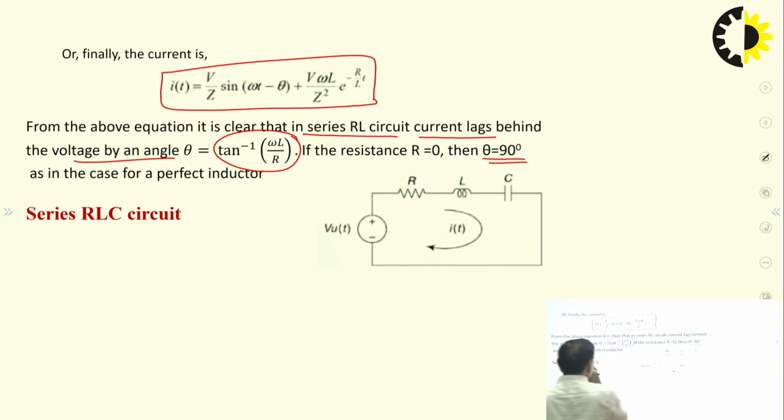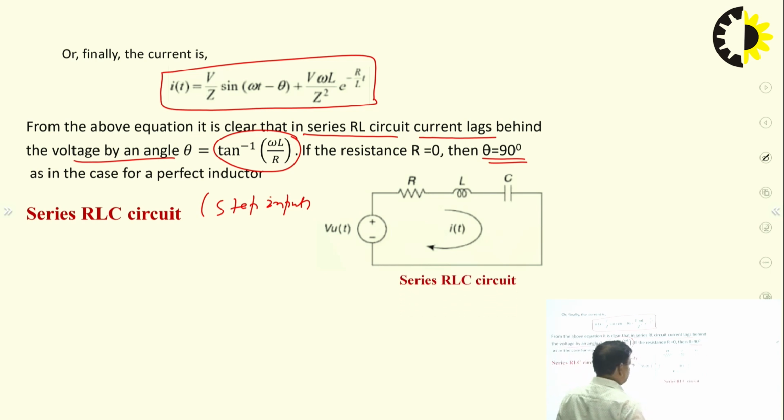Now come to the series RLC circuit. I have taken the transient behavior using the RL circuit, first using step, impulse, and now sinusoidal. Now I am going to discuss the series RLC circuit using the step input. So this is the series RLC circuit.